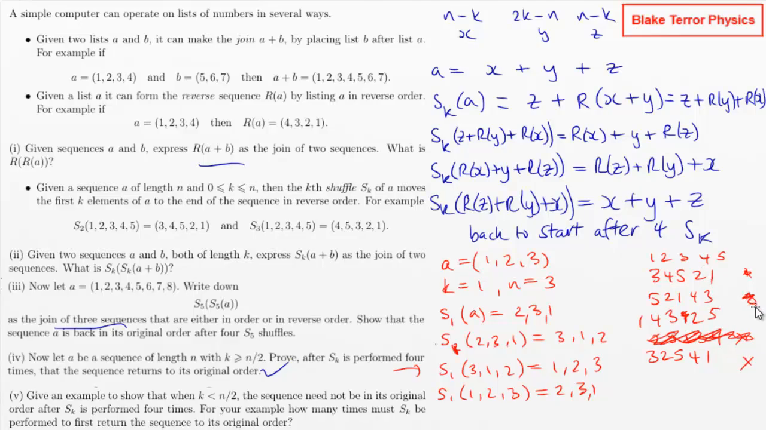So it hasn't worked. How many times would you have to do it? 5, 4, 1, 2, 3. 1, 2, 3, 4, 5. So you'd have to do it 6 times. So you could have either of those, would work out fine.